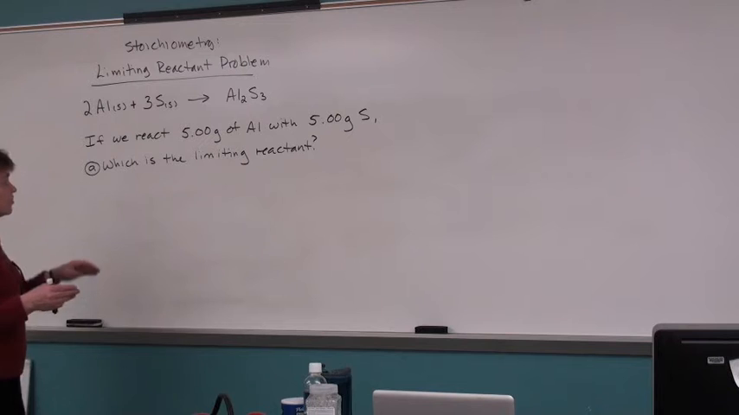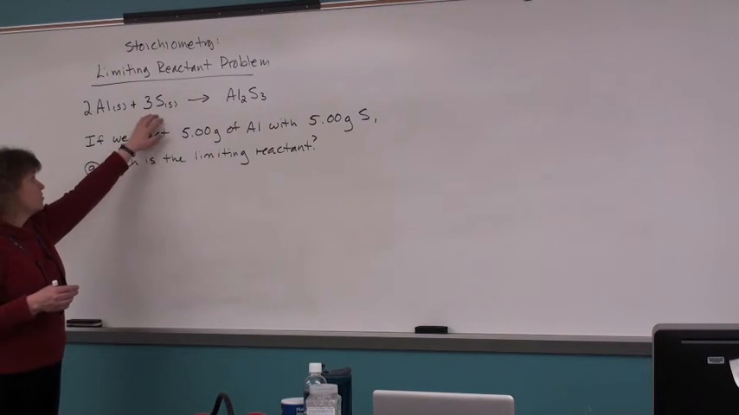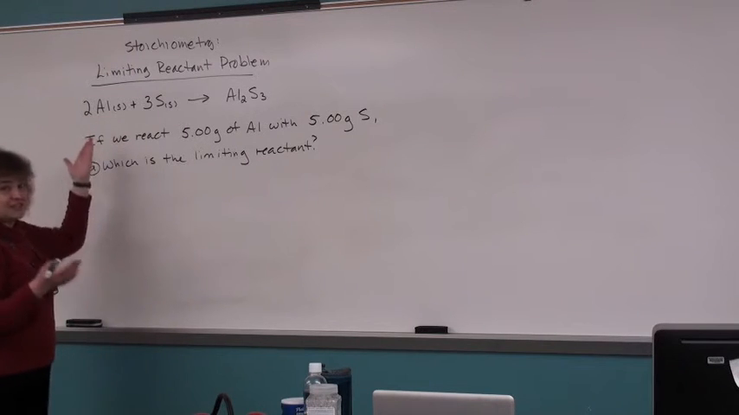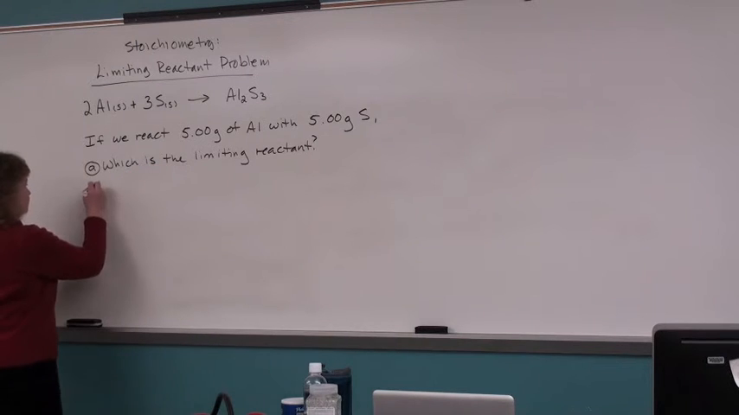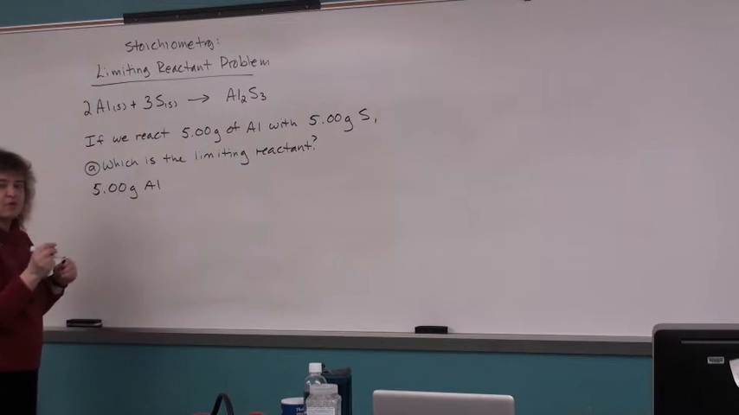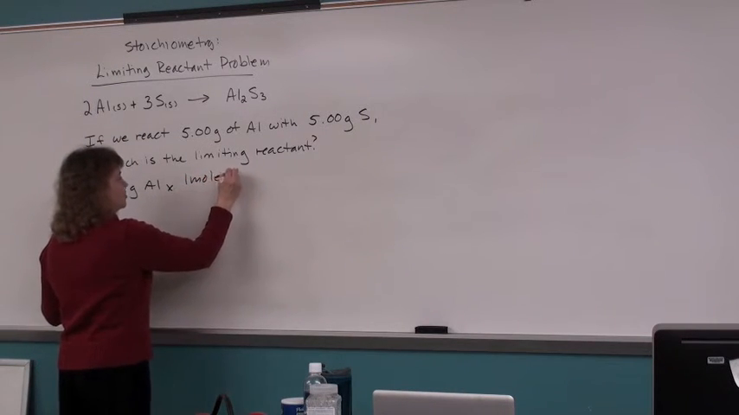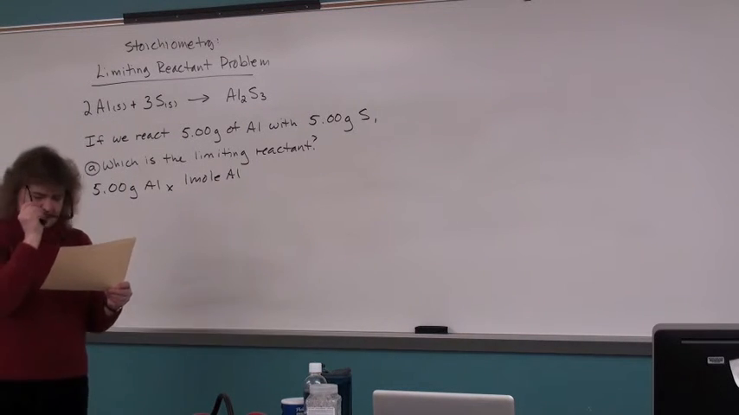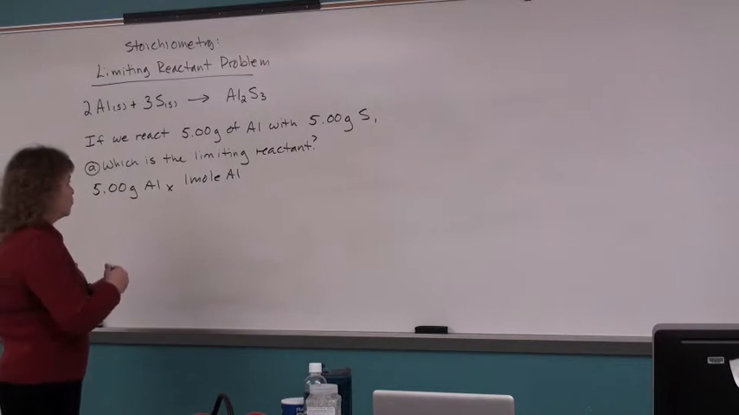So I'm going to do a grams-grams problem, starting with the aluminum, going to the sulfur. You could start with the sulfur and go to the aluminum, and you would come to the same conclusion. But I always like to start with the first one. So I've got 5.00 grams of aluminum. With grams-grams problems, you always go to moles next. So 1 mole of aluminum, and for this I need my periodic table. And it says aluminum is 26.98 grams per mole.